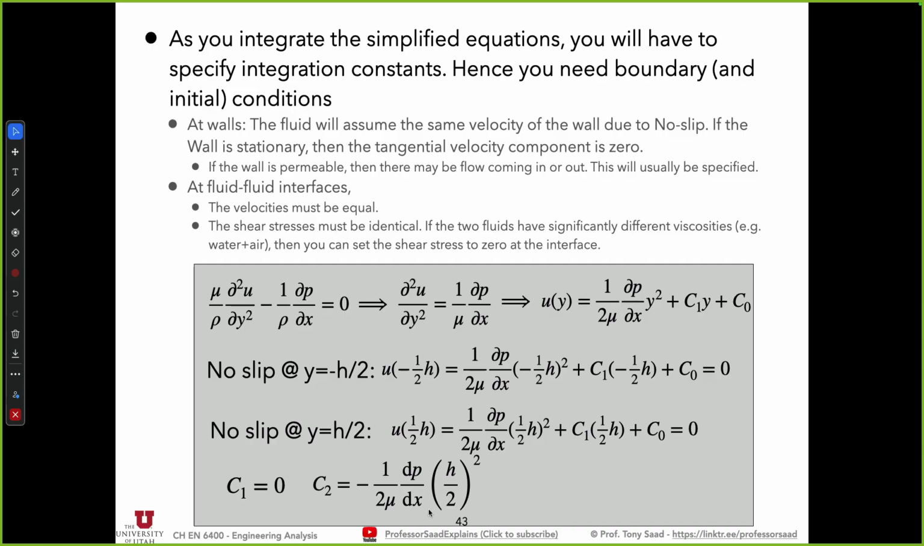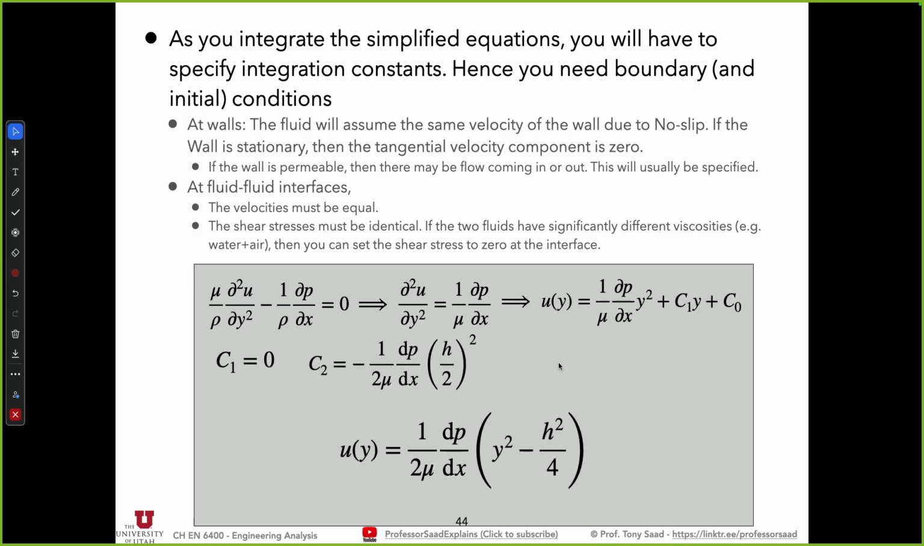squared. Now, remember, dp by dx is constant, and it is also negative because the pressure is lower at the exit than at the entrance. If the pressure gradient is positive, the velocity profile is going to flip. Okay? That's it. But it will still look like a parabola.